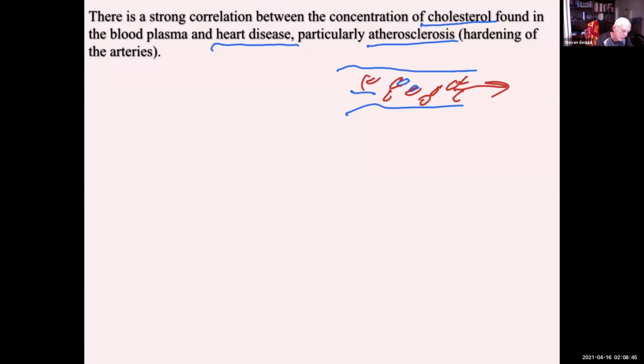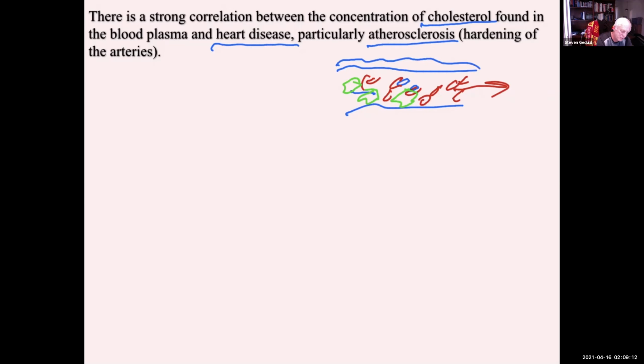Now, as cholesterol molecules, let's use green for cholesterol. As these molecules of cholesterol, remember, they have polar ends and non-polar ends. So the polar ends are going to dissolve in the blood plasma, which is 99% water. Okay. As it goes through the water, it has a non-polar end, and that's going to stick to the non-polar ends of the cell membranes along that lumen of the blood vessel.